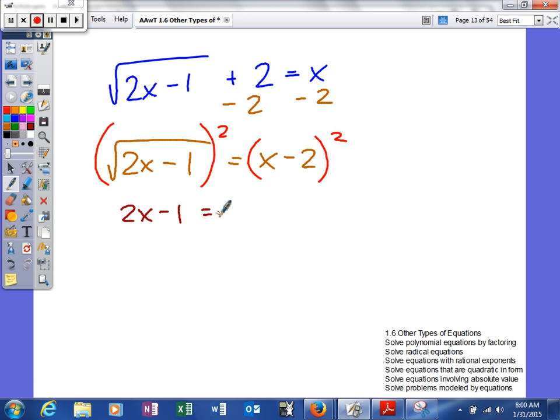And then squaring this binomial, just a little reminder, the way you square a binomial is you write it twice and multiply it together. When you do that, you'll get 4 terms, but 2 of those 4 terms are like terms. So we should get negative 4x plus 4. Now, as you can see, by squaring both sides, I actually got rid of my radical.